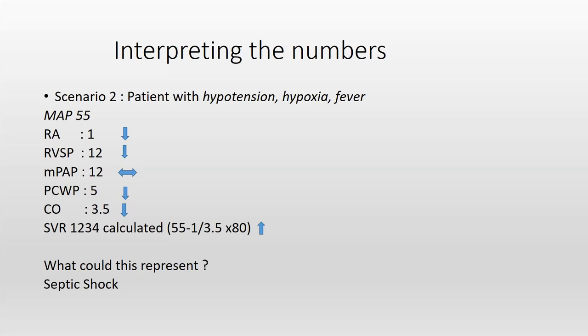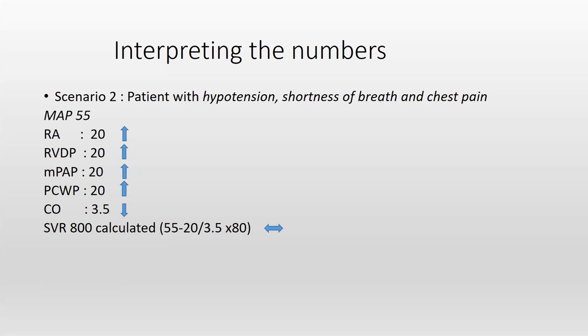Cardiac output is low, so this is early. These numbers are exaggerated. Patient with hypotension, shortness of breath, and chest pain. MAP is again 55. RA, RVDP, mean pulmonary artery pressure, wedge pressure, they're all high, and your cardiac output is low. Tamponade, yeah. I just wanted to show the concept of equalization of pressures with tamponade. See all the useful information we're getting from a PA catheter right now?